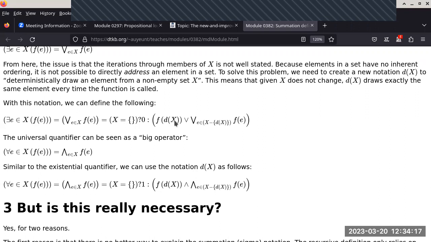And then it's going to do this regular OR. This is a binary OR, which means it has two sides. We're just ORing between two things. So it's ORing this entire thing, and it's also ORing the result of the big OR notation with the rest. What do you mean by the rest? This is E in, but this time it is X minus the set that has D of X in it. In other words, whatever element I picked earlier to evaluate with F is no longer in the remaining portion of the set that I want to apply the big OR operator to.